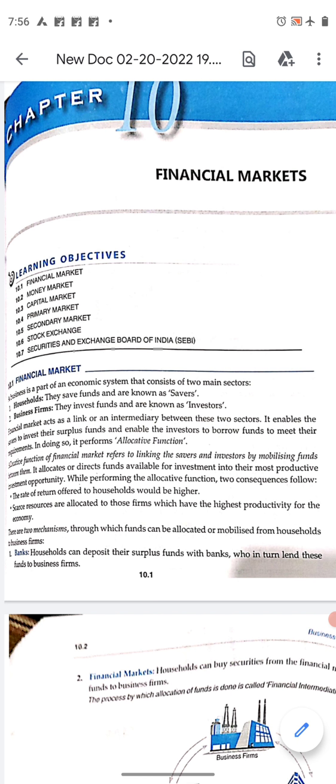While performing the allocative function, two consequences follow. The rate of return offered to households would be higher, and scarce resources are allocated to those firms which have the highest productivity for the economy.